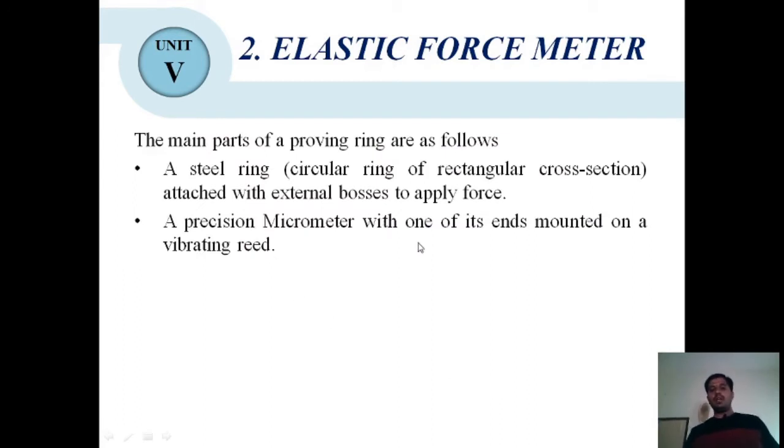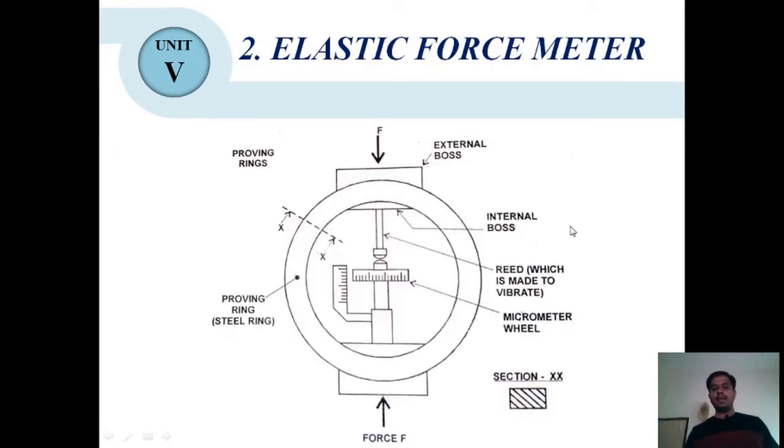A precision micrometer is there with one of its ends mounted on a vibrating reed. Here this is the reed, which is attached to your internal boss. The other end of the reed is attached to your micrometer wheel. As soon as the force is applied, automatically there will be some vibrations on the reed, and these vibrations will try to rotate this micrometer, and this micrometer will try to displace, and this displacement will directly give us the amount of force on the scale.